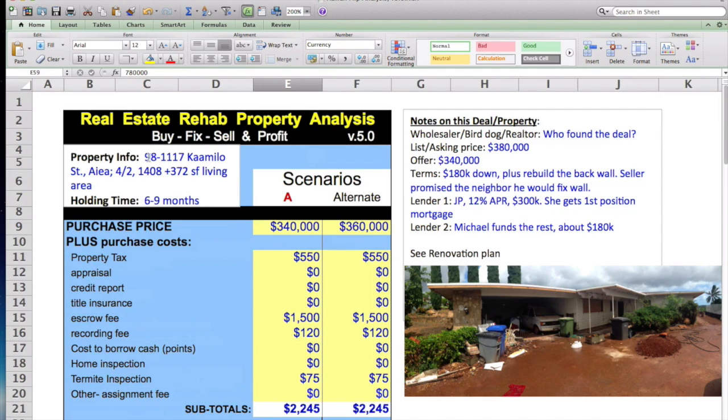I'm going to start up here with property info. I'll put the address of the property. I will also put number of bedrooms and bathrooms, and then the square footage of living space. I will also put right here the estimated holding time. And again, check your version and make sure you got the latest software.